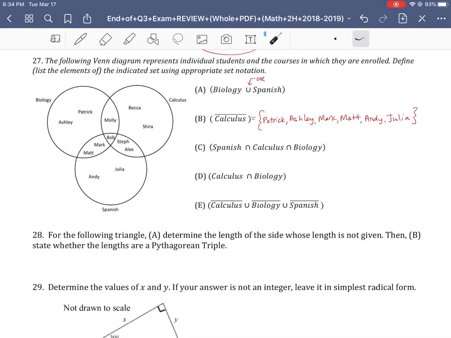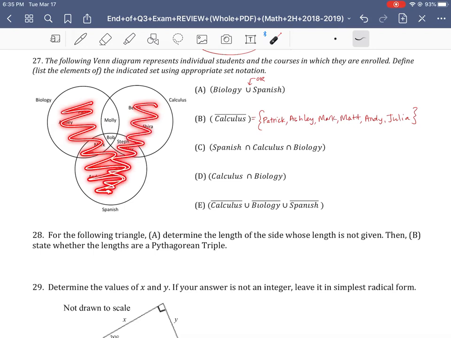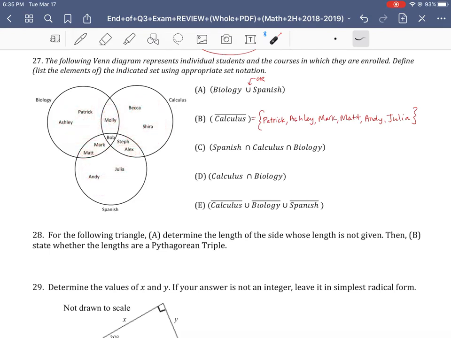And then lastly, E says calculus or biology or Spanish. Now, if you're looking at or, remember that's very inclusive. Oh, I apologize. It's saying not calculus or not biology or not Spanish. So everyone that is not in calculus would be these guys over here. So they could belong to the group. Everyone that's not in biology are these guys over here, so they could belong. And not Spanish would be these guys, which means Bob is the only one left out of this set. So we would create those set braces and we would list every name except for Bob.